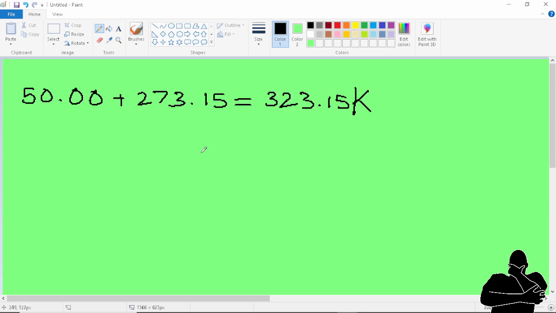In this case, both of the numbers have two decimal places, so the answer is going to have two decimal places, right? So this would be the answer for that question.